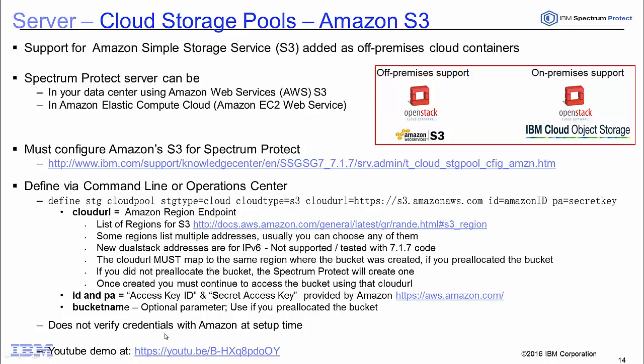When we do this define stgpool, we don't verify the credentials with Amazon at setup time. So if there is a problem with that, you'll just go in and update that storage pool and give it the new ID or URL or password, whatever you entered incorrectly. I do have a YouTube demo out there on utilizing Amazon S3 for a cloud container.